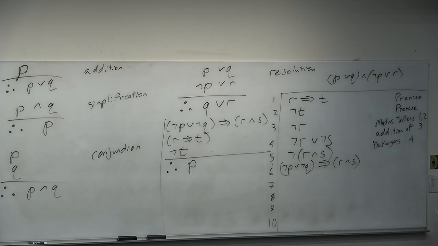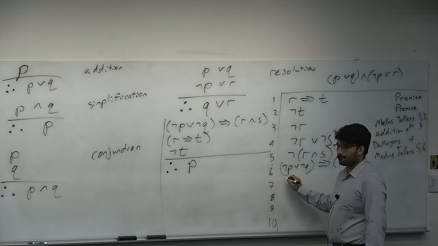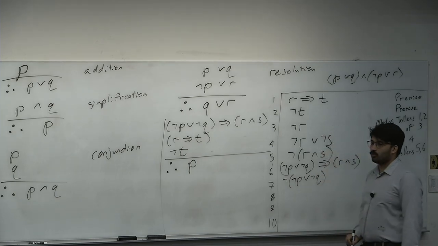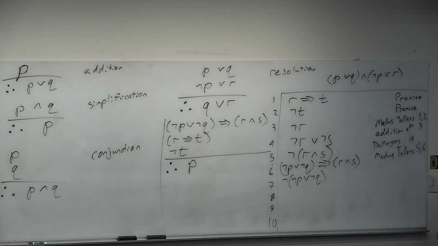What can you do from line 5 and 6? Modus tollens. What would it be? It would be not P or Q. Not Q. Now, obviously, you're about to simplify that. Yes? You wrote the modus tollens on line 6. Oh. You're right. Sorry. This is a premise. And this is modus tollens.